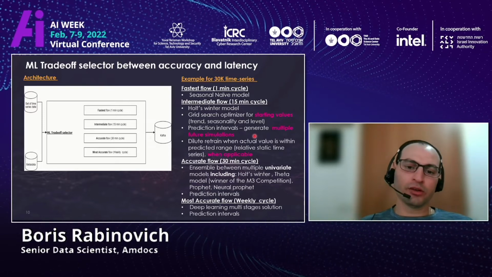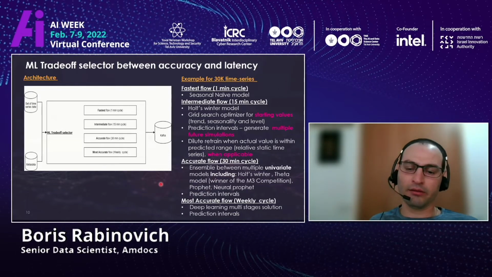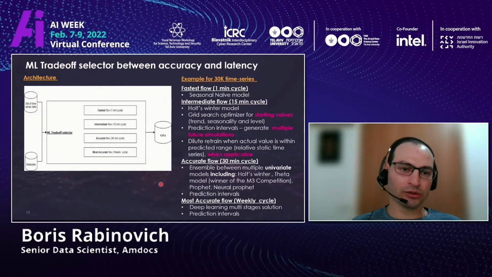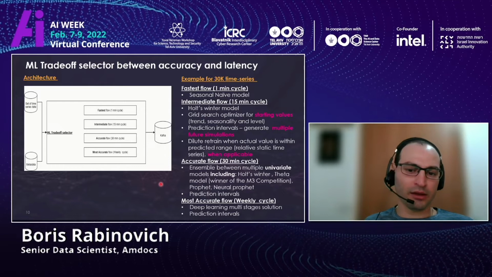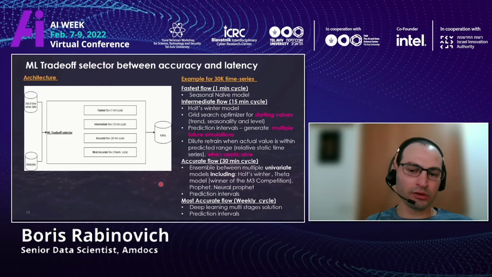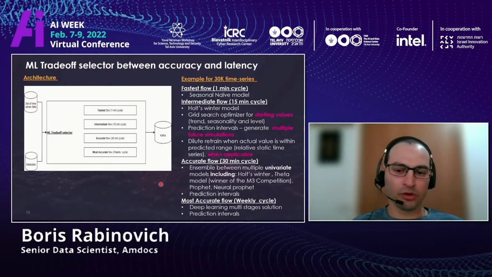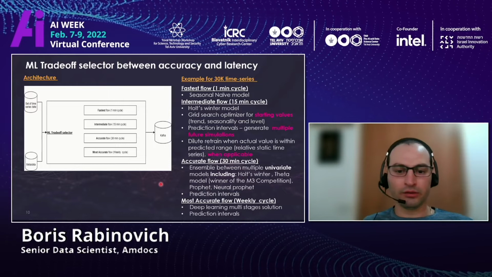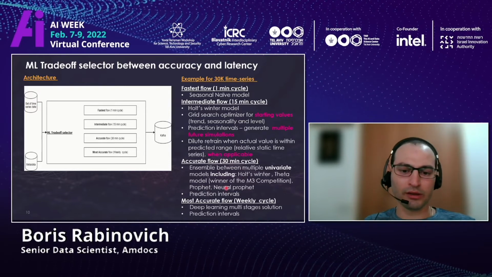The third one is the accuracy flow, with a 30-minute cycle. We care less about the latency, and we would like to increase the accuracy of the models. So we apply an ensemble of multiple univariate models, such as Holt-Winters, the Theta model, the one that won the M3 competition, a known time series competition, Prophet, NeuralProphet, and we are also able to add prediction intervals.